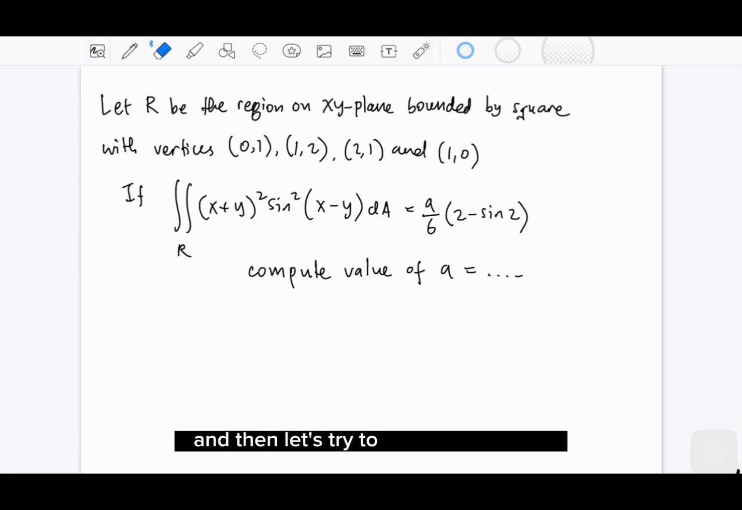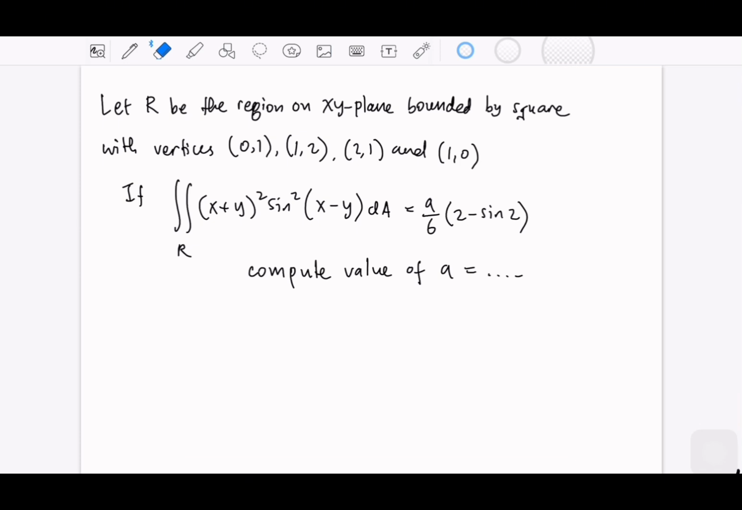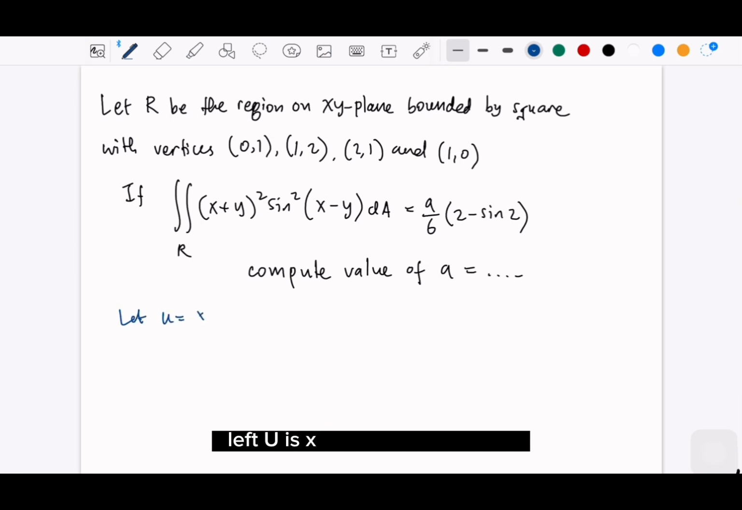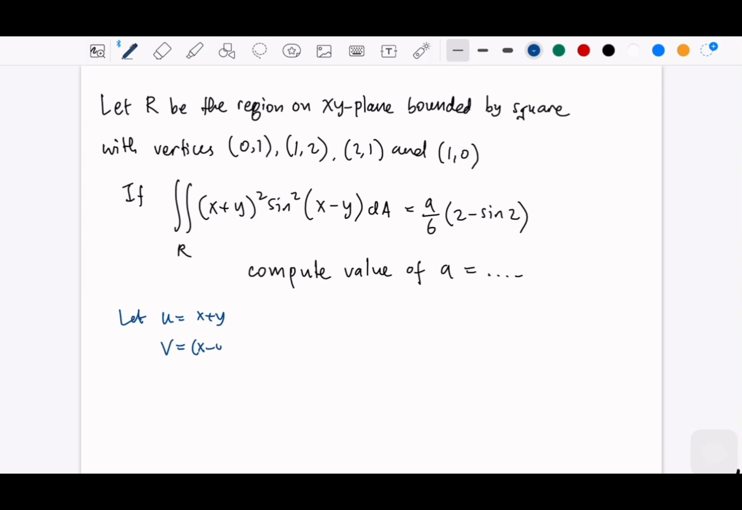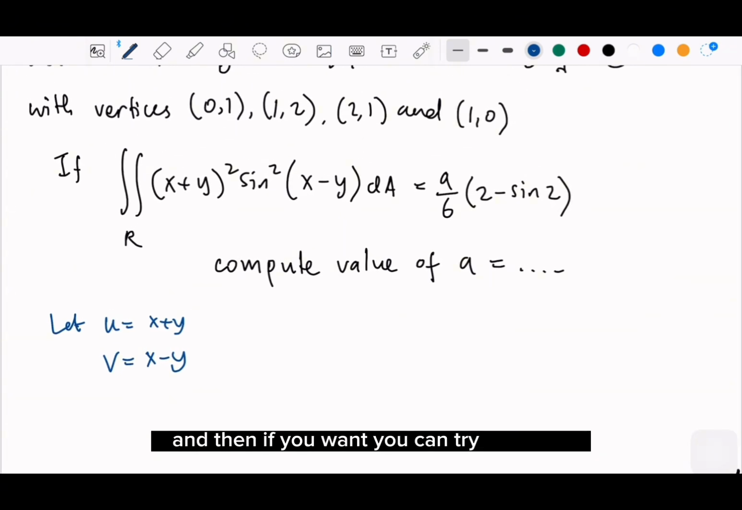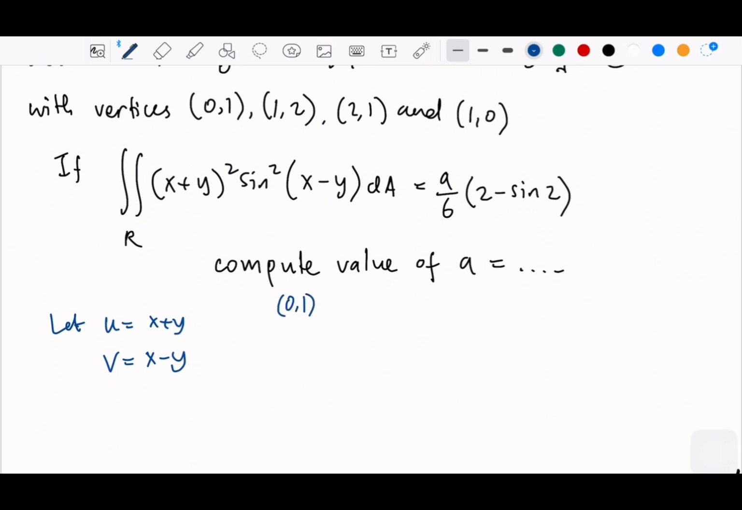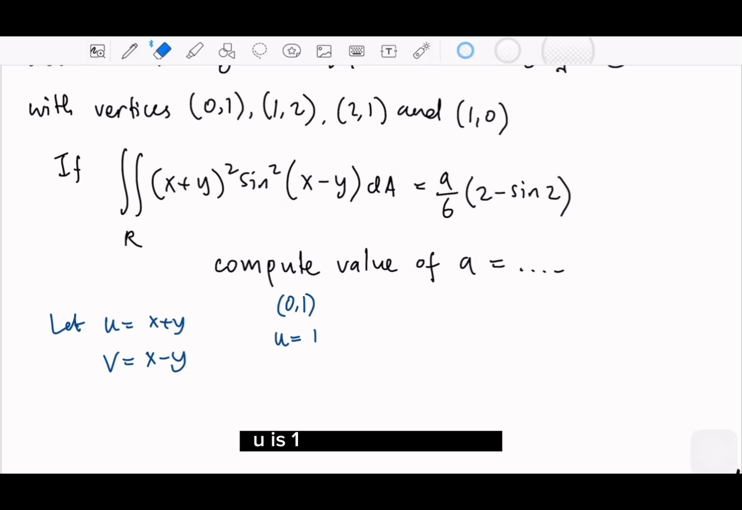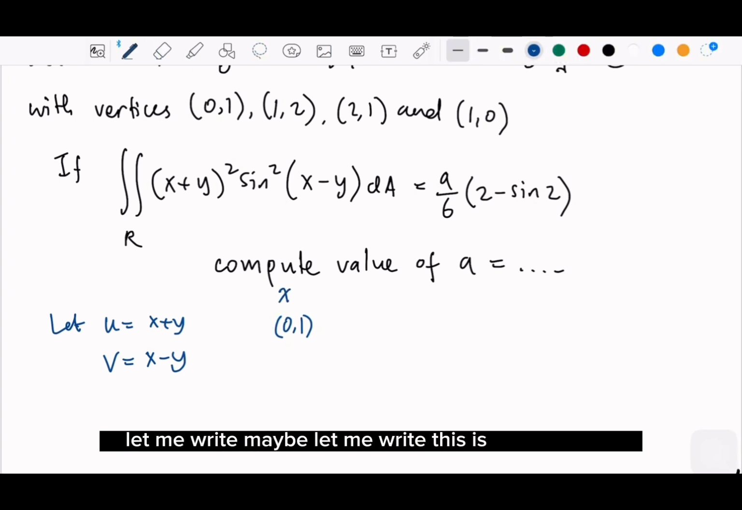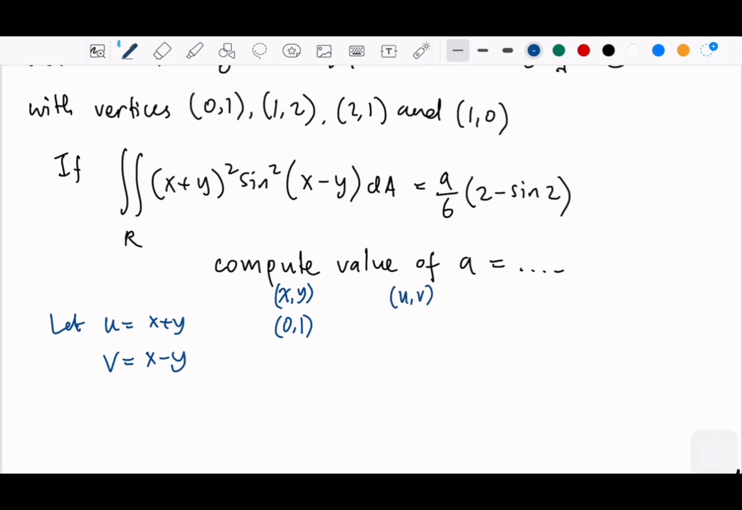Okay, and then let's try to find the Jacobian, right? The Jacobian formulation. We take u as x plus y, v as x minus y. And then if you want, you can try to define the points. Let me write, this is xy, this is uv.